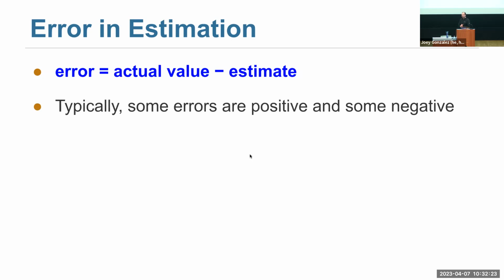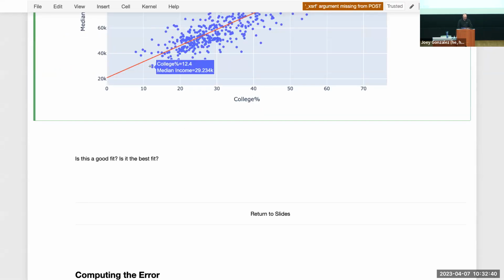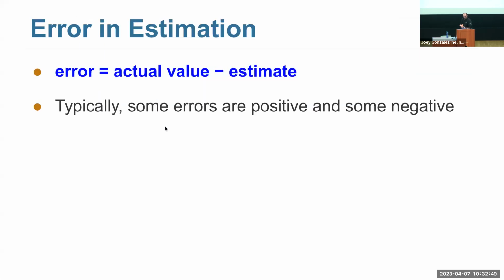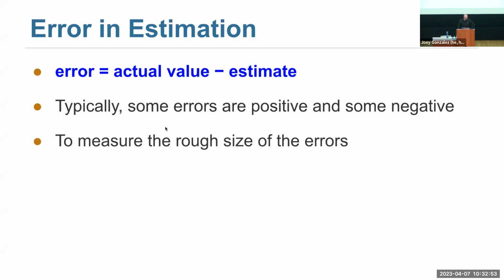Some errors are going to be positive. What does a positive error imply? Did I underestimate or overestimate? Under, right? So the actual value is big, my estimate's small, the actual minus estimate is a positive number. Negative errors, like these guys here, I overestimated, right? So my error points downward. Okay. So positive and negative, hopefully small, that's the goal.